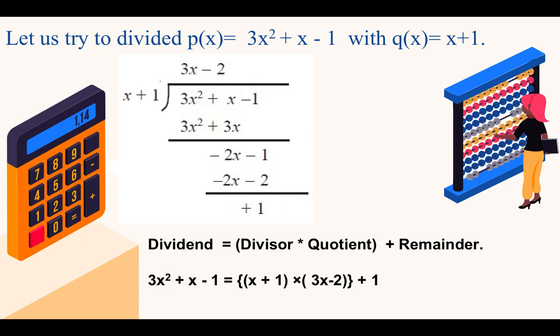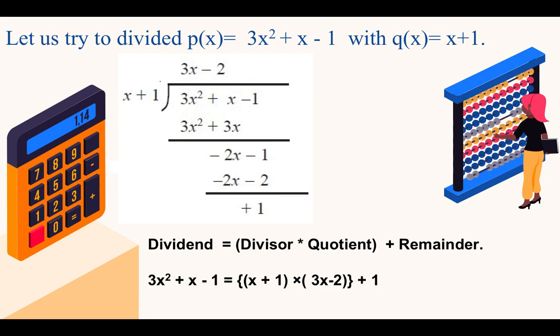Meaning the divisor should be multiplied by such a number that the result is equal to the first term of the polynomial. When you multiply q(x), which is x + 1, by 3x, what do you do? You multiply this x by 3x. So what will be the result? It will be 3x². So this 3x is my quotient, because multiplying by 3x gives me the first term of my polynomial.